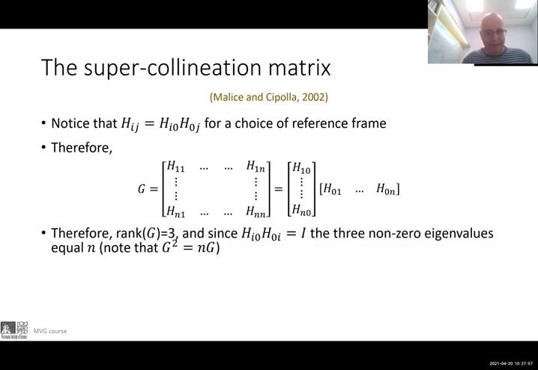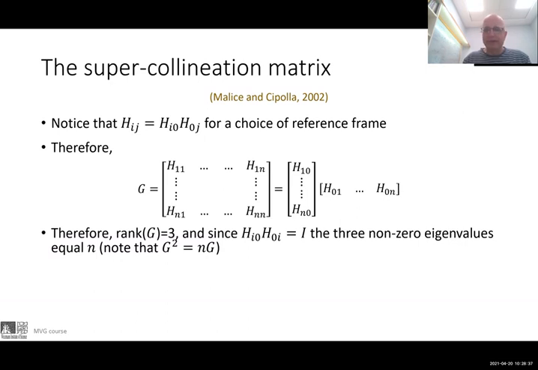So I said that rank G is 3. The product of Hi0 and H0i is identity. And we can also check that the three non-zero eigenvalues of G are simply n. So there are three equal eigenvalues, which are n, and otherwise you have zeros. Now this is, of course, if you found the homographies correctly.